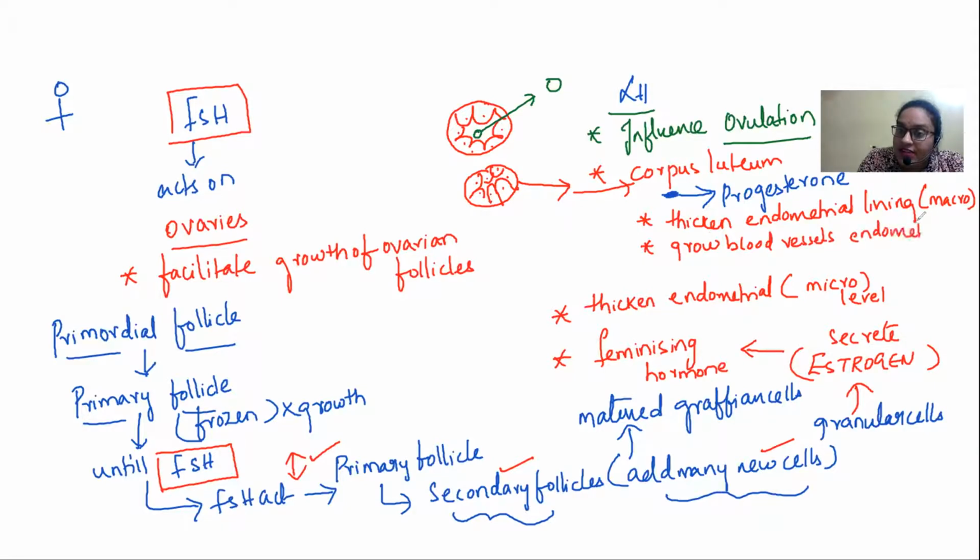Because the endometrium has been thickened, new cells are being added to it, so the blood vessels have to grow up. So this is the progesterone function, and it is actually a pregnancy hormone. All these changes are happening in anticipation of pregnancy, under the influence of your luteinizing hormone. So these are the functions of the follicle stimulating hormone as well as luteinizing hormone in the female reproductive system.